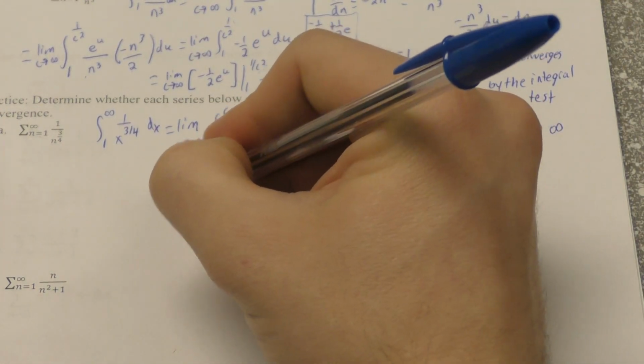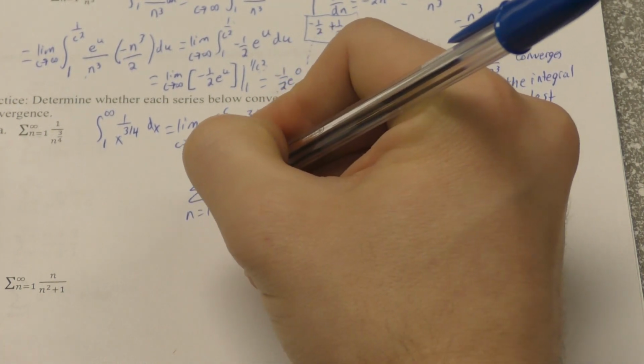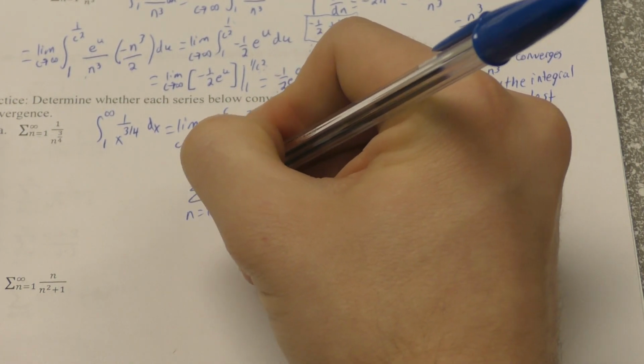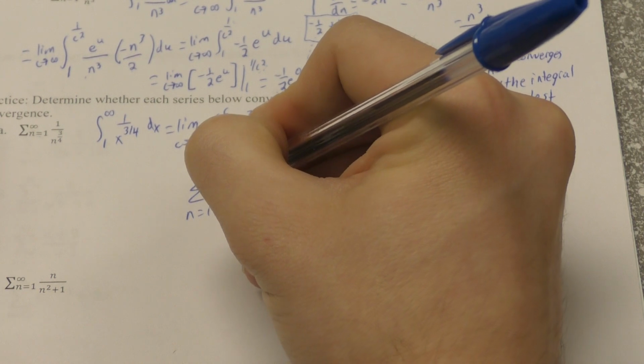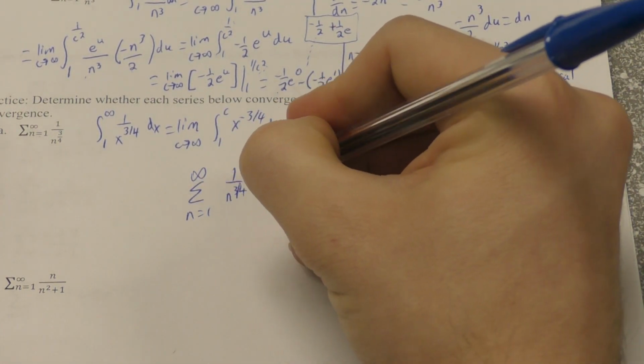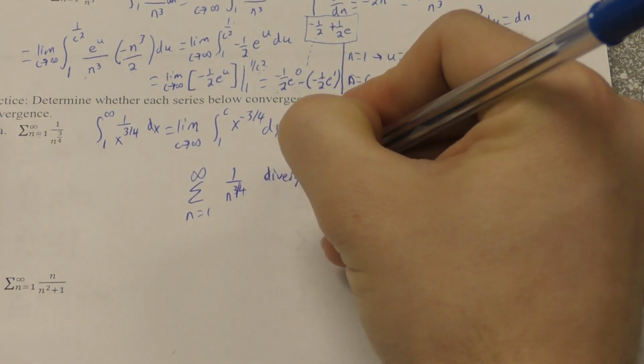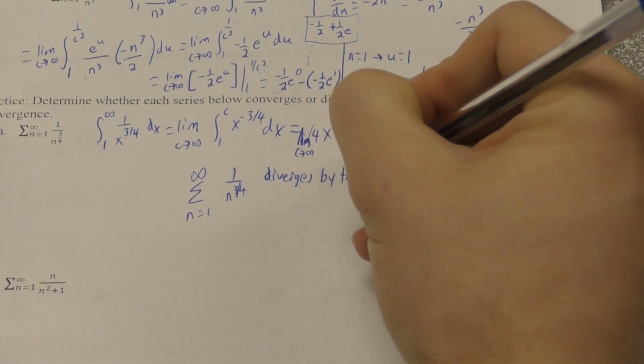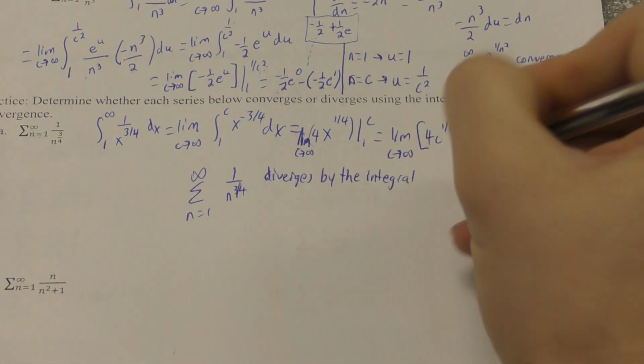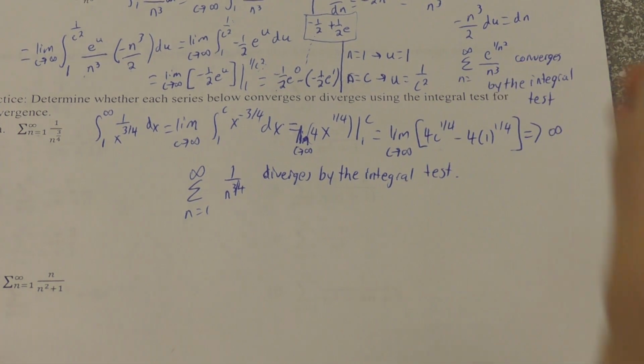Therefore, my series, n equals 1 to infinity of n to the 3/4, not 3/4, diverges by the integral test.